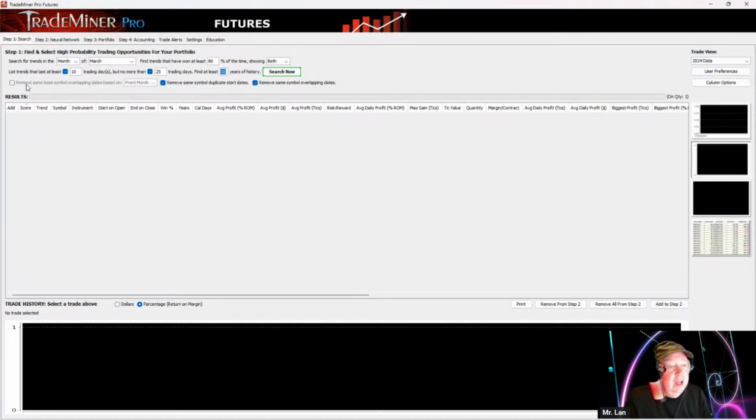We can remove the same symbol overlapping trade dates based on the front month. Based on the score, we'll do front month. We might turn that on and off. Actually, why don't we turn it off first? Remove same symbol duplicate start dates, we don't need that. Remove same symbol overlapping dates, we'll turn that on. Let's see how many we get with that.